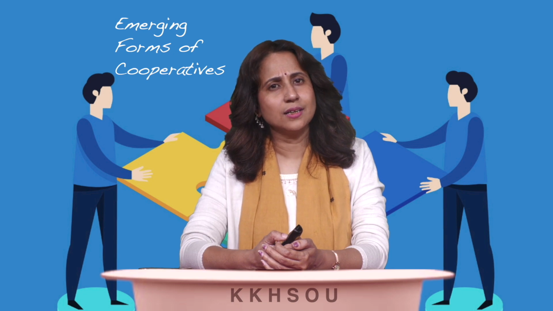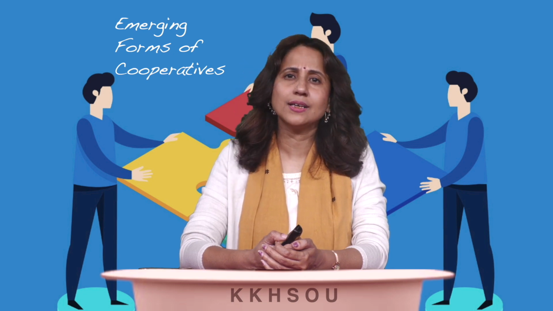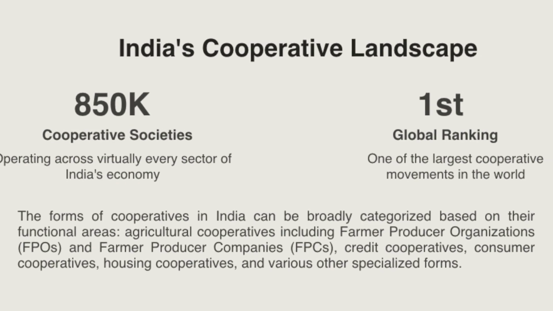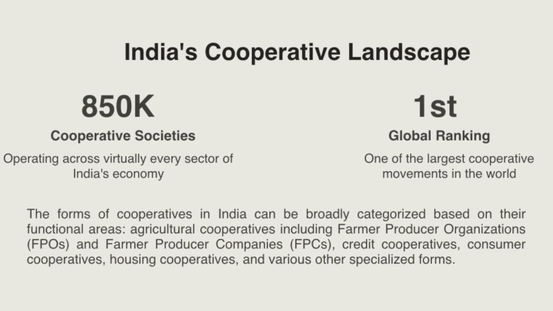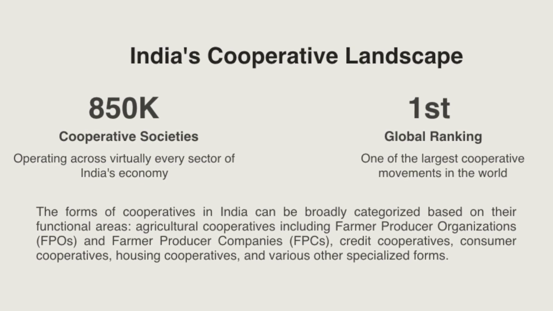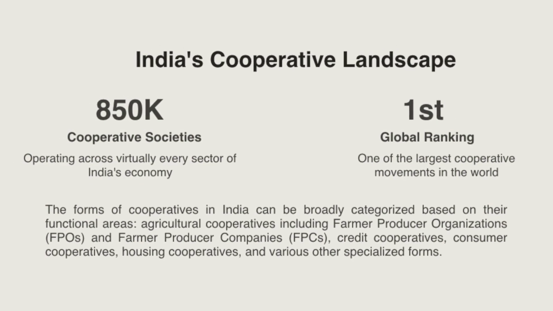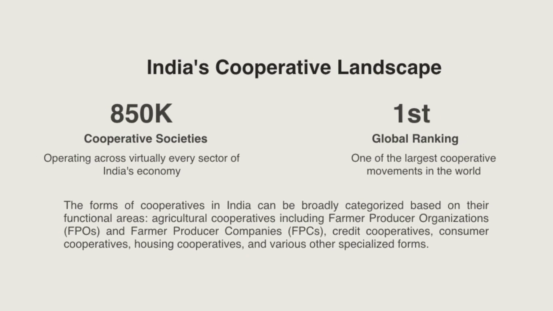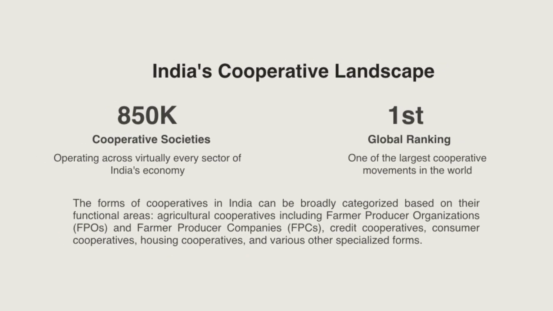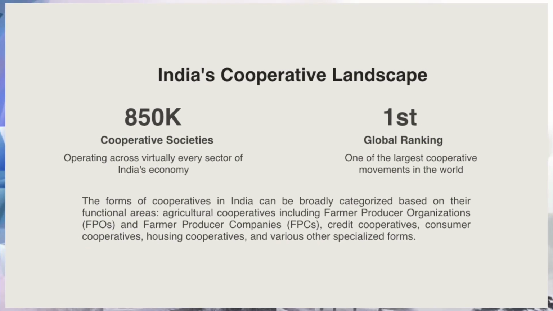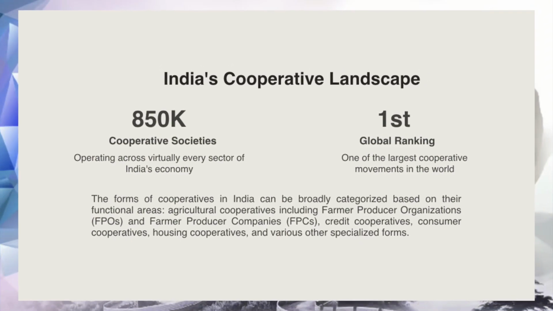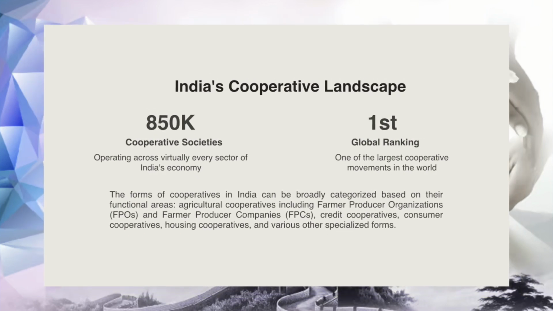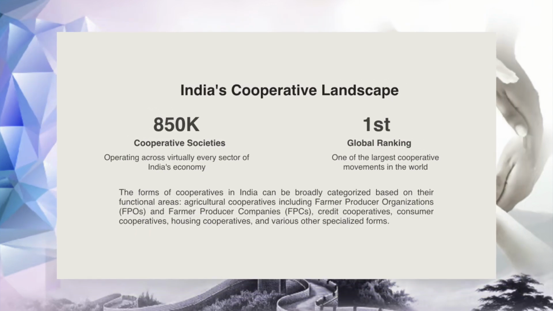Dear learners, in recent years, the Government of India has introduced new institutional forms, like I have said, FPOs and FPCs, to address the limitations of traditional cooperatives and provide farmers with greater market access, better bargaining power, and improved economic returns. And these hybrid models combine the collective strength of cooperatives with the operational flexibility of companies, representing an evolution in India's cooperative thought.